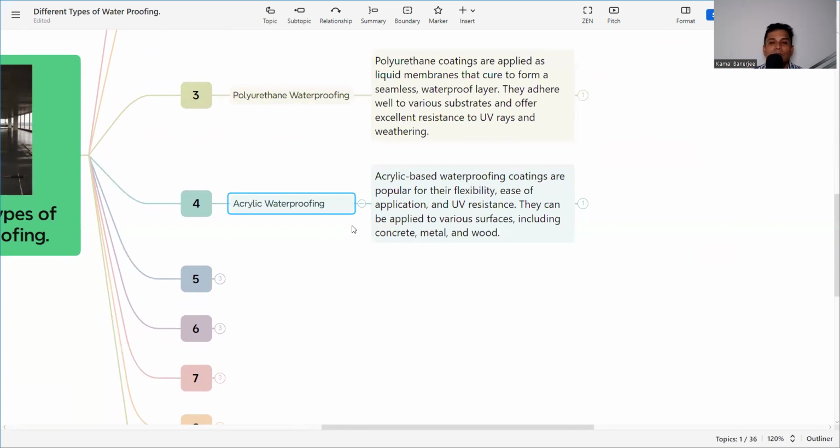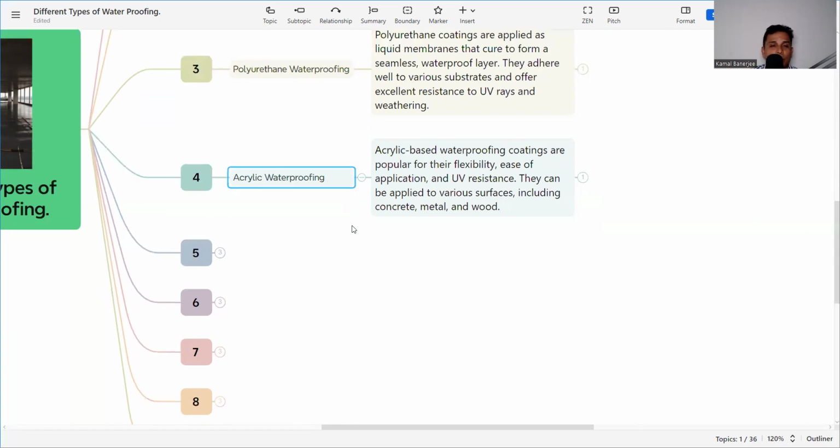Acrylic-based waterproofing coatings are popular for their flexibility, ease of application, and UV resistance. They can be applied to various surfaces, including concrete, metal, and wood. So for the first one, bitumen was the main ingredient. Polyurethane was the base. Now for acrylic, the acrylic is the base, and it is used commonly on various surfaces, including concrete, metal, and wood, with flexibility, ease of application, and UV resistance properties.